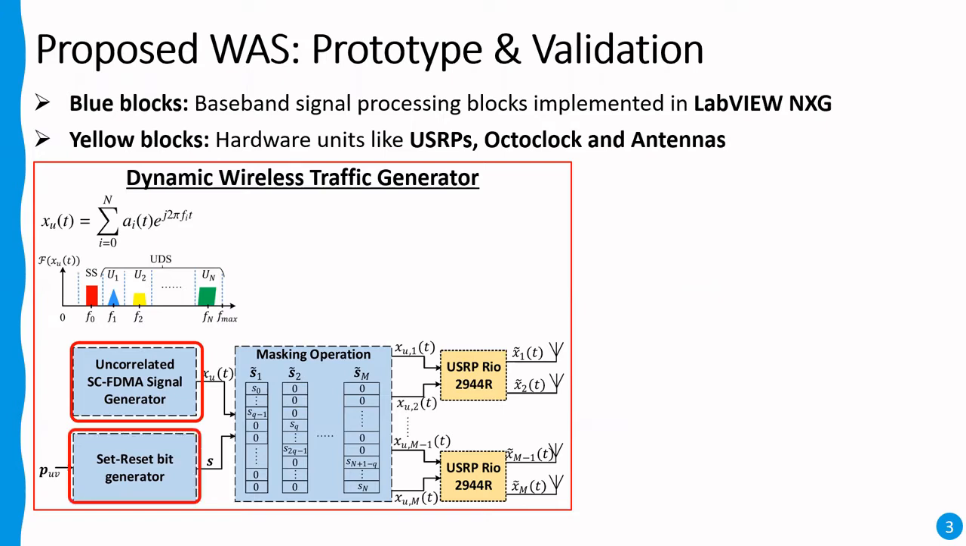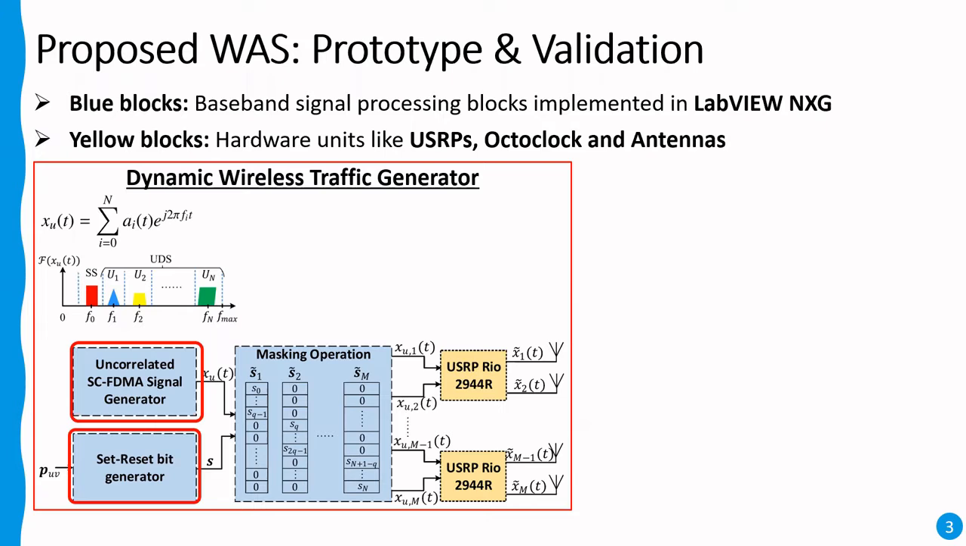The next block is the set reset bit generator. This block generates the masking bits for n+1 bands shown in the waveform. The masking bit of the SS band is generated as a square wave, and whenever this masking bit changes its status, the masking bits of n user data signals, that is U1 to UN bands, are generated. The masking bits of these n bands are generated as independent Markovian processes whose transition probabilities, that is PUV, are taken as input to this block. Here U and V represent two states, that is vacant or busy states of a frequency band.